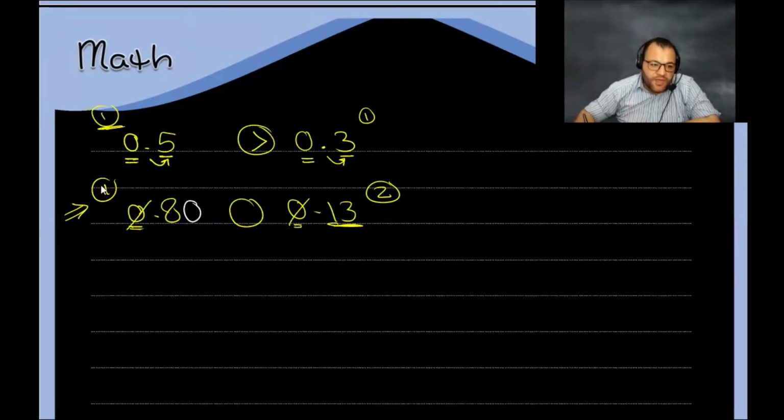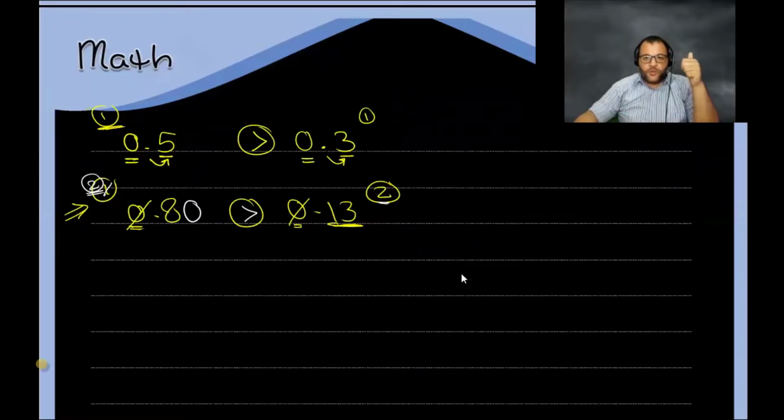Now we have the same number of digits. It's not 1 now, it becomes 2. So we have 2 digits and 2 digits. Now we can compare. Which number is bigger now? 80. So 0.8 is greater than 0.13. Is that clear now? Any problem with this point? If you didn't understand, please raise your hands.